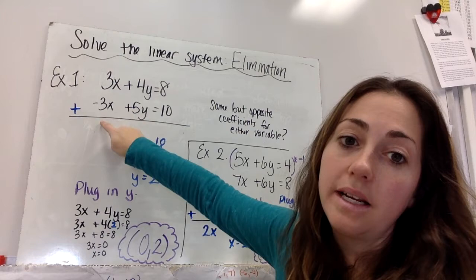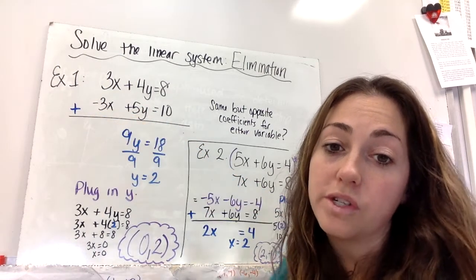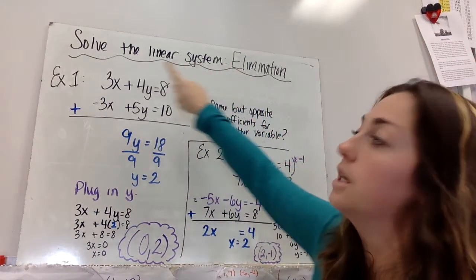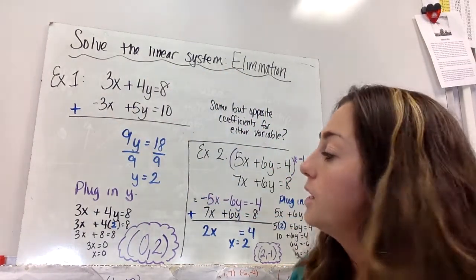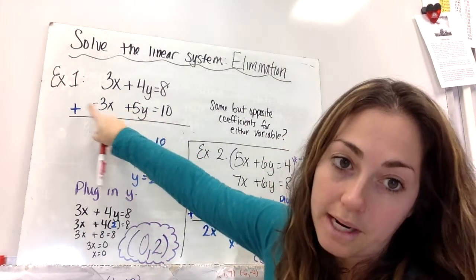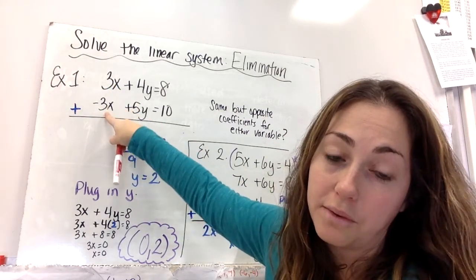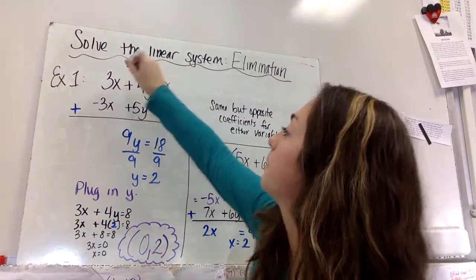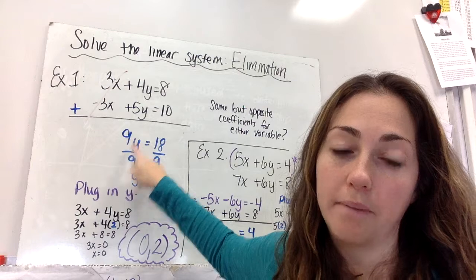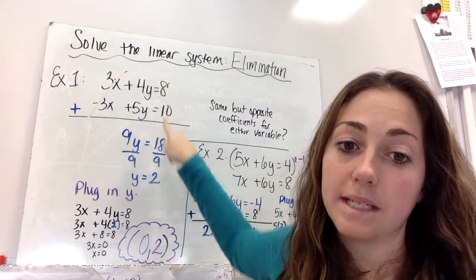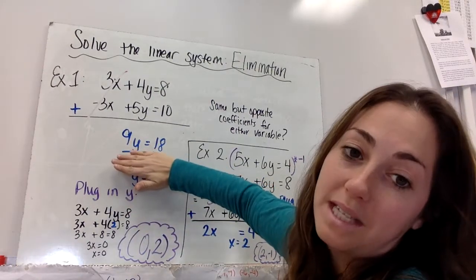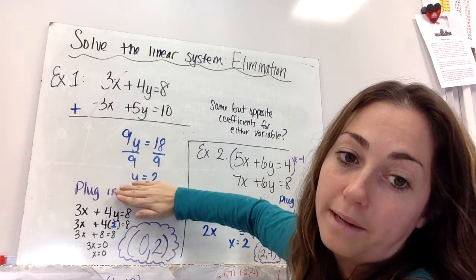So if that's the case, same but opposite, you can just add both equations and eliminate that part of the problem. So I've got here 3x plus negative 3x. You see I'm adding 3x plus negative 3x. That's gone. And then I have the rest. 4y plus 5y, 9y equals 8 plus 10, 18. What? How awesome is this? So I have 9y equals 18, divide by 9. I get y equals 2.